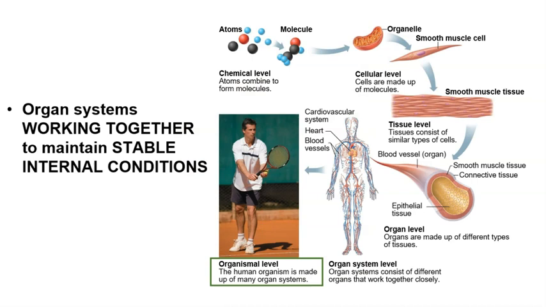And finally, we have the organismal level of organization, which represents all of the 11 organ systems working together to maintain very stable internal conditions. And here I use the term stable internal conditions very specifically because this is going to lead us into our next topic, which is called homeostasis.